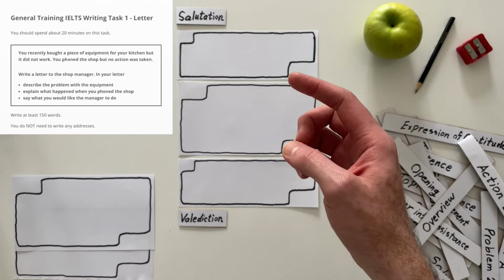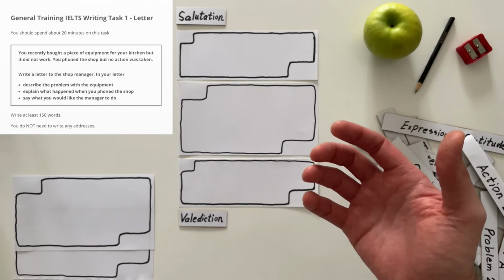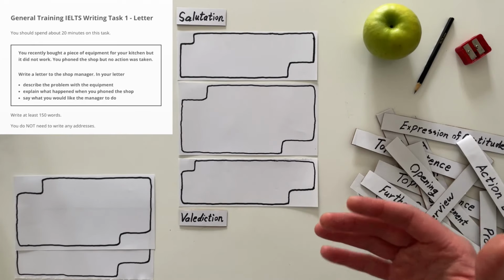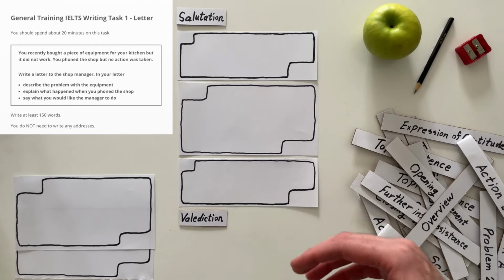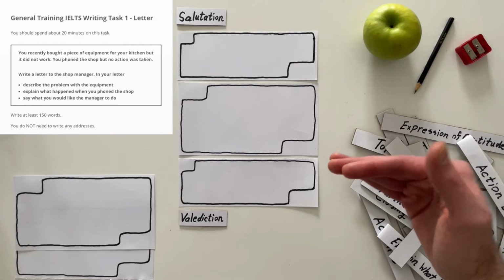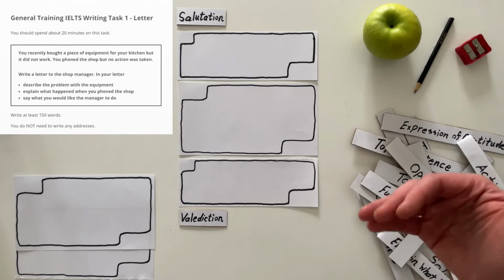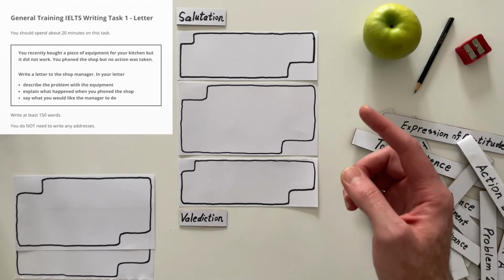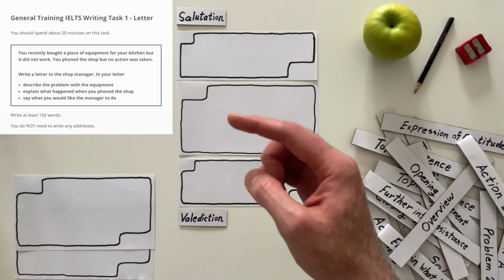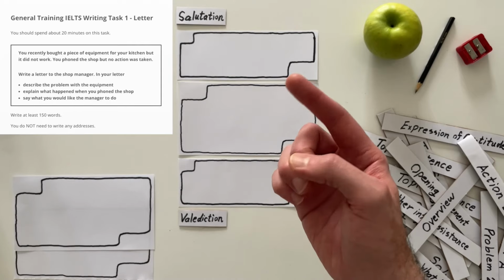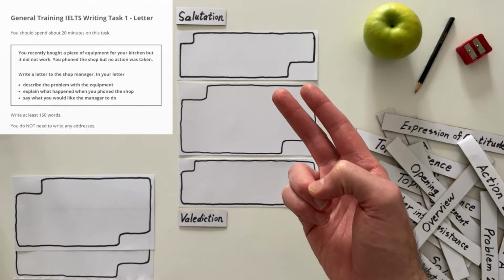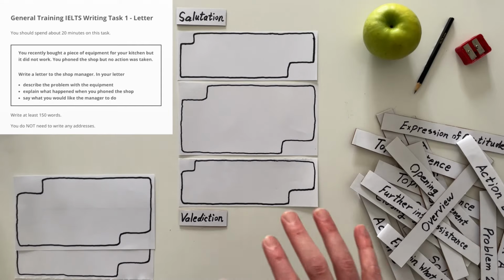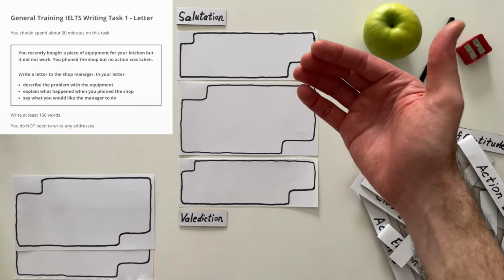Write a letter to the manager. Writing this letter for the manager is a good practice, but it comes from the fact that you're furious and you're frustrated and you're angry, and that the shop assistants couldn't help you. They failed to satisfy your order. Now in this letter, remember, you're going to go bullet point by bullet point. Describe the problem with the equipment, explain what happened when you found the shop, and say what you would like the manager to do.